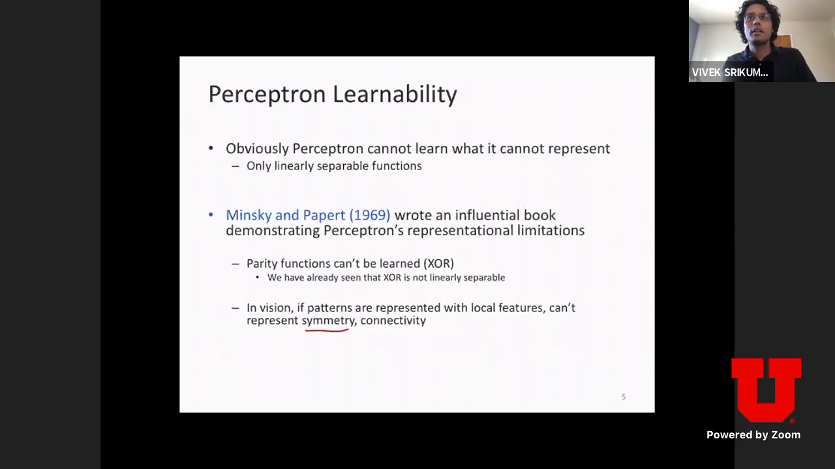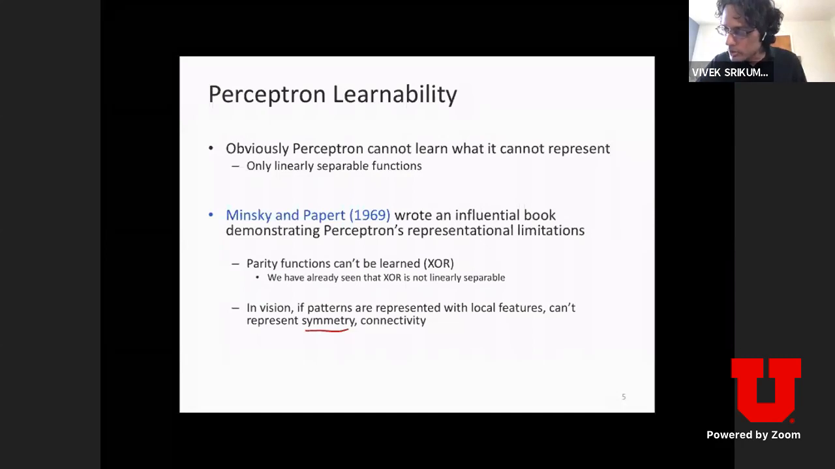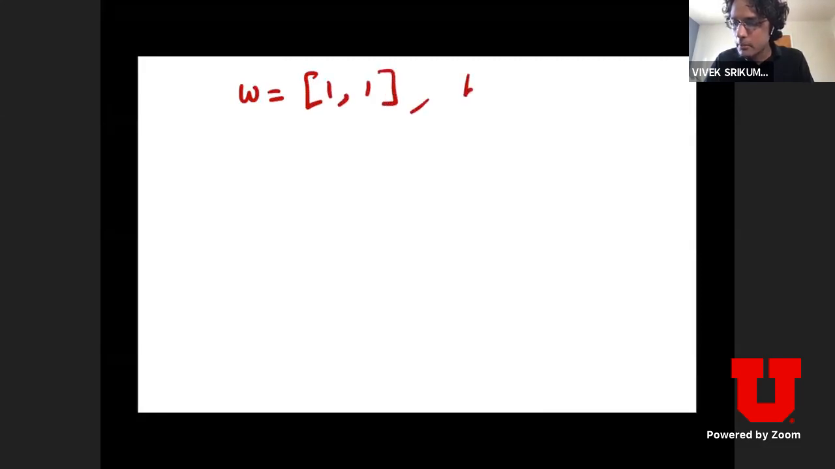Maybe not. So most of you have said the answer is the third one, which is, I think, the right answer. I would like to work through all four cases just to make sure that everyone is on the same page, and this is something worth working through. So what you have is your current weight is 1, 1 and the bias is 0.